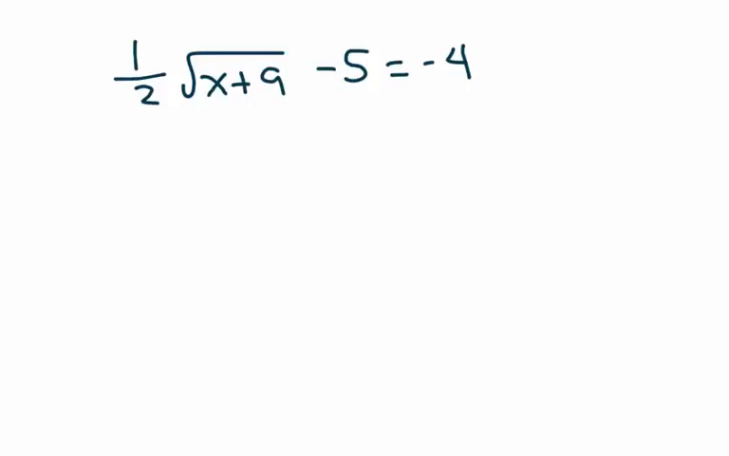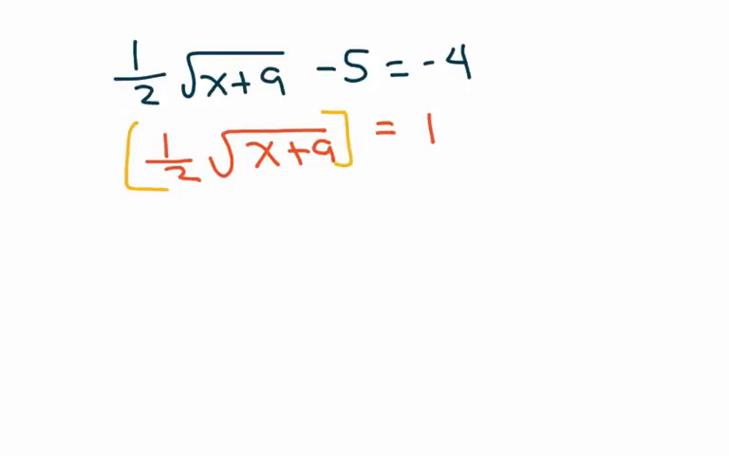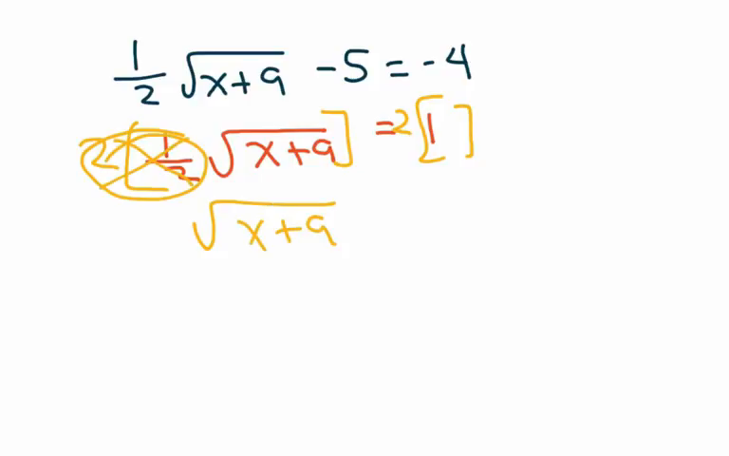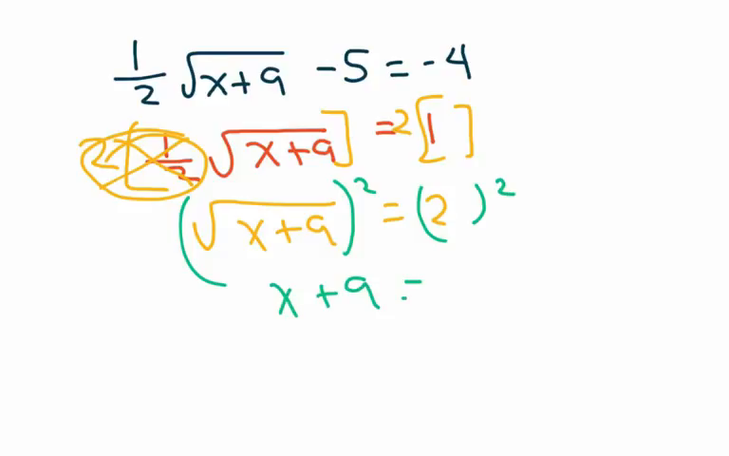First thing I'm going to do is add 5 to both sides. So I get 1/2 times the square root of x plus 9 equals 1. Then I'm going to either divide both sides by 1/2, or you can just multiply both sides by 2. When you multiply both sides by 2, 2 times 1/2 is just 1. So that cancels. So you get the square root of x plus 9 equals 2. Now just square both sides. So you get x plus 9 equals 4. And subtract 9 from both sides, and you get x equals -5.